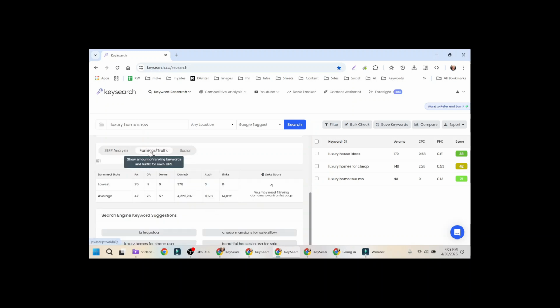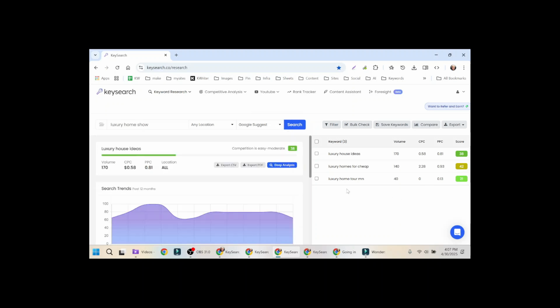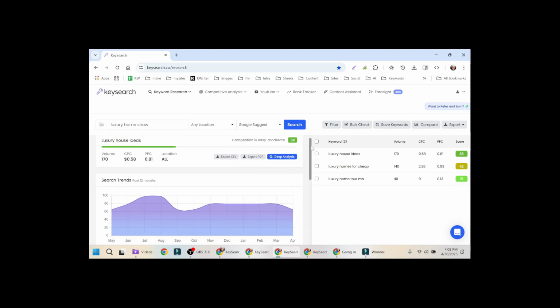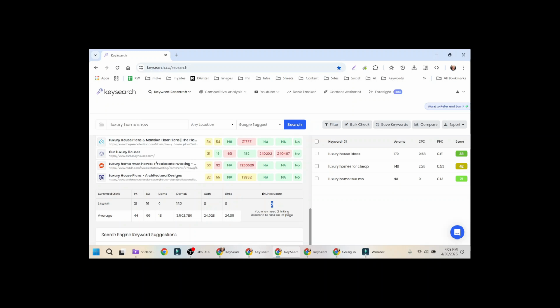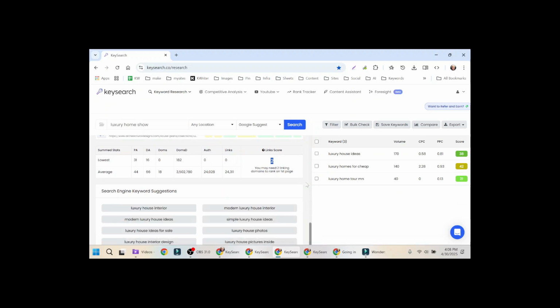If we click on rankings traffic, we can see that the lowest and the average PA, DA, and so on, calculate out to a score that says we might need as few or as many as 4 linking domains to rank on the first page. So that's a pretty easy task. If we look at luxury house ideas, the volume is approximately 170 based on their best guess, but the competition is a little bit easier than the previous keyword because we only need 2 linking domains to rank on the first page. So the fact that the summed statistics tell us the bottom line right here is invaluable and makes it very easy to decide whether or not we're going to go for this keyword.